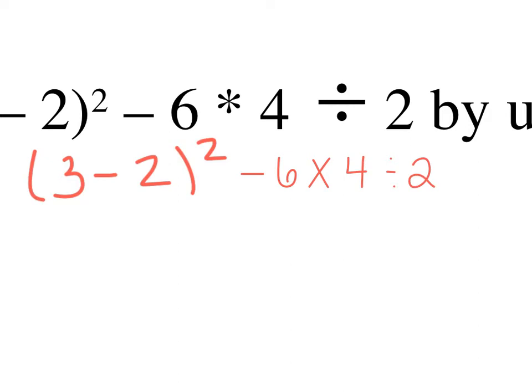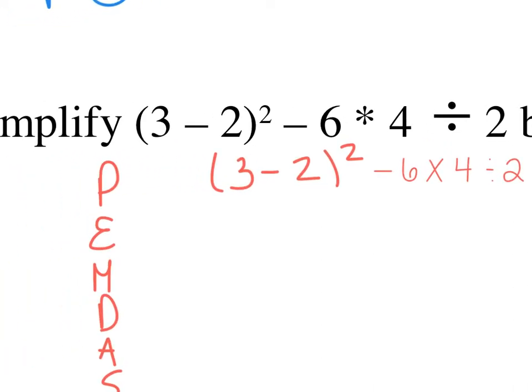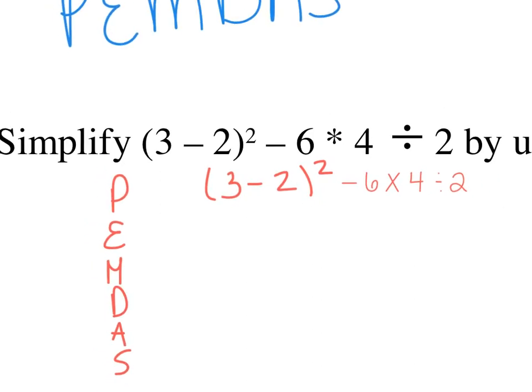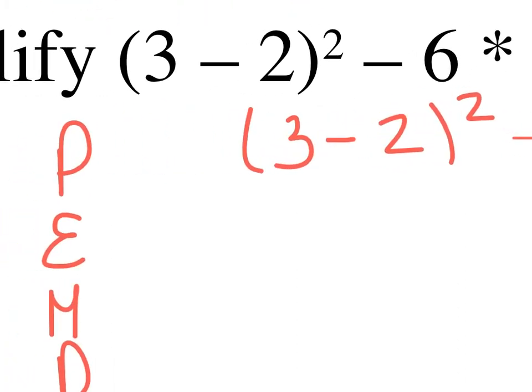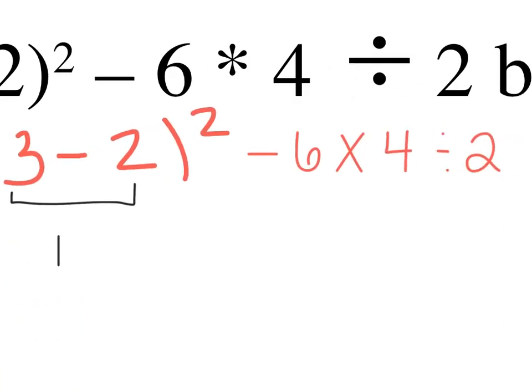So when I do that, we need to ask ourselves, do I have parentheses? Yes, I have parentheses. They're right up in the front. So whatever you see in the parentheses is what you do first. So I have to ask myself, what is 3 minus 2? It's 1. So now I'm going to do 1 squared minus 6 times 4 divided by 2.